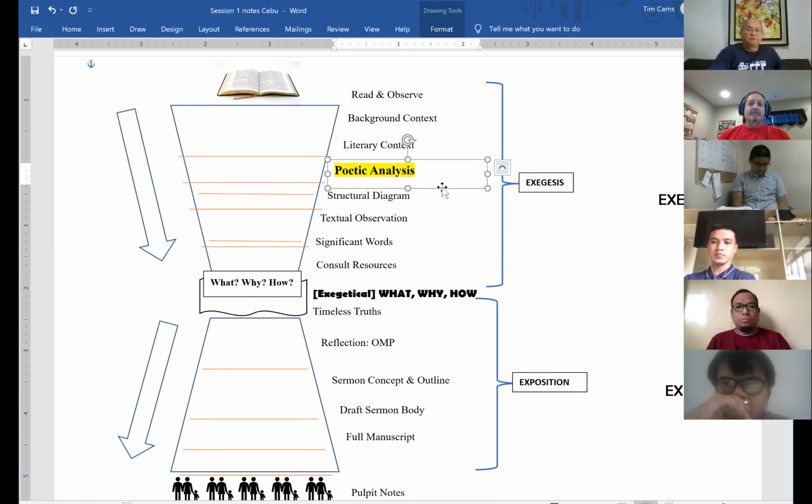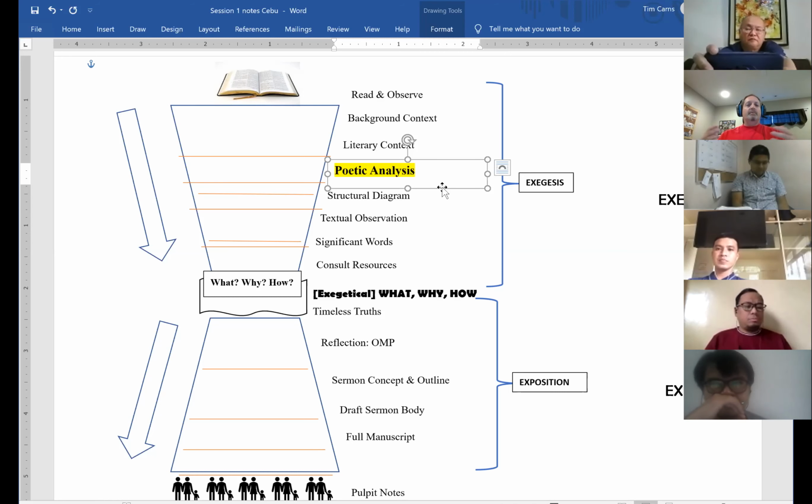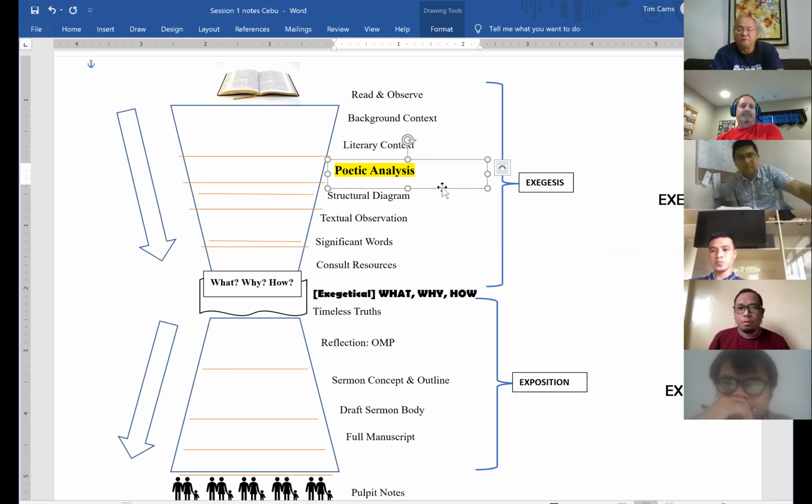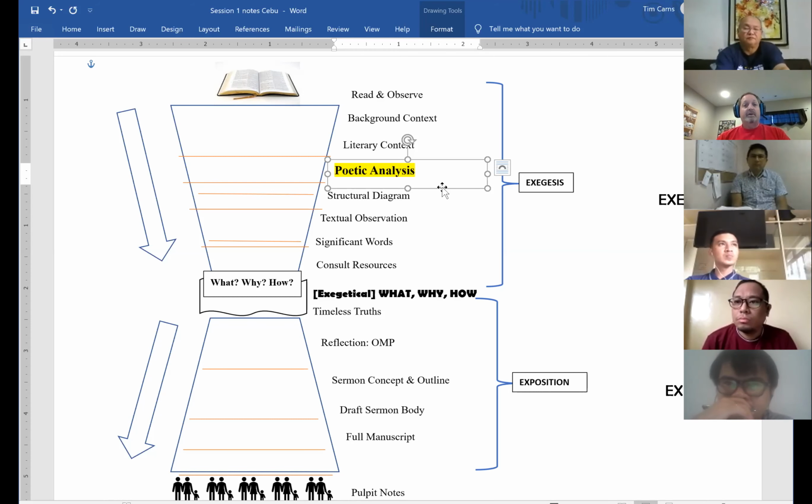All right, the first three steps are focused on the book as a whole, and studying the book as a whole. If you guys can remember, right, we want to understand what's the author doing with this book. What's the purpose of the book? Why did he write the book? How did he put the book together, right? And that's what these first three steps cause us to do, is first we read through the whole book, make observations, read through it several times to get familiar with it. The second step is to identify the background context of the book.